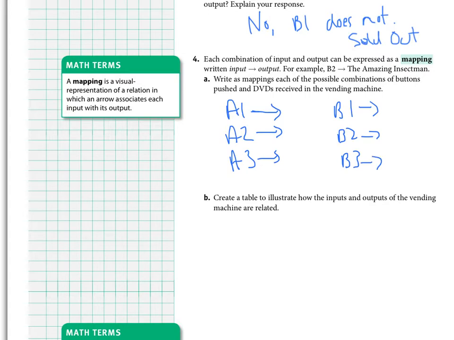So I'm not going to write all the titles in there. I think you could do that. But it's asking you to write all the different combinations that could be pushed to get different DVDs. So you're just going to write them all out. And then there's C1, C2, and C3 also.